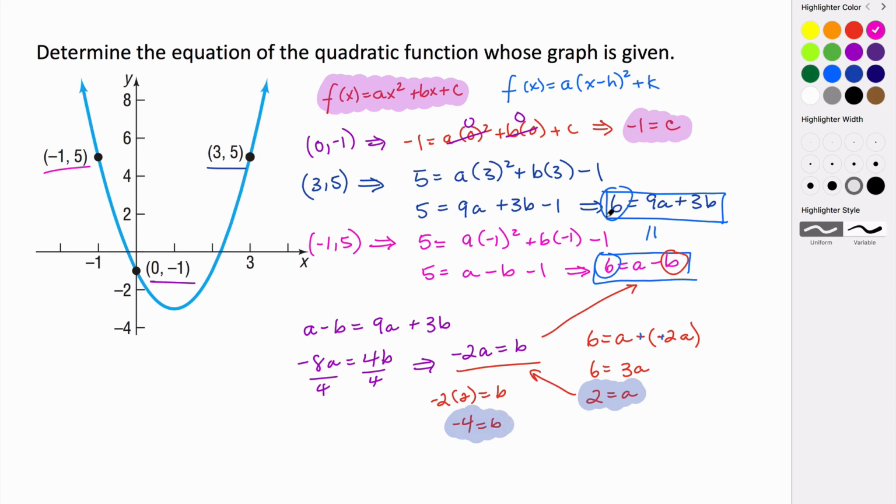So now our last step is to just put all of this together to write our equation. So we have our equation: f of x equals a, which is 2, x squared plus bx, so that's minus 4x, plus c, which is negative 1. So this is our equation of this graph in standard form.